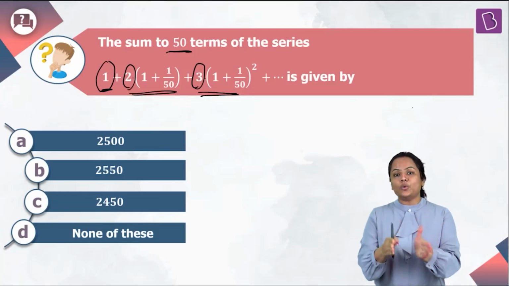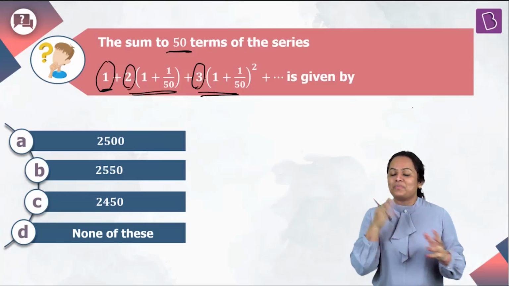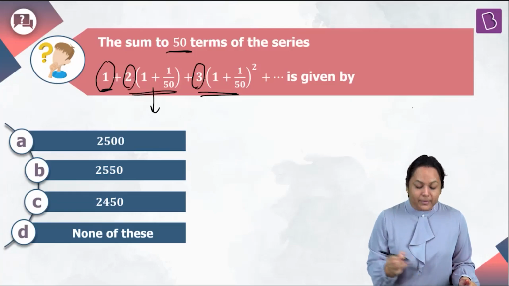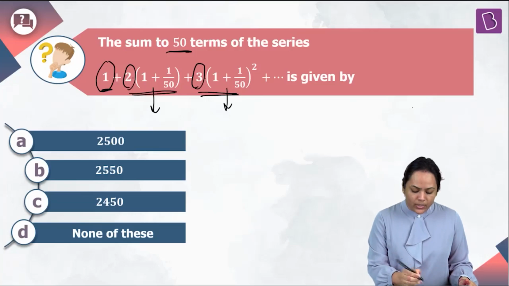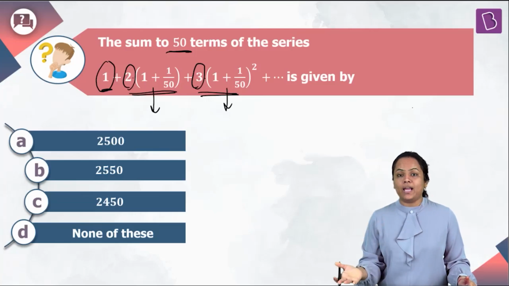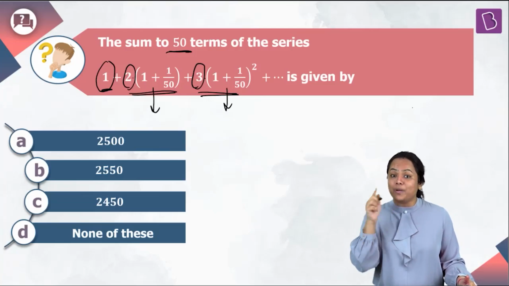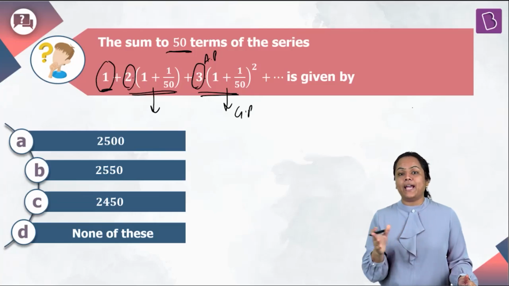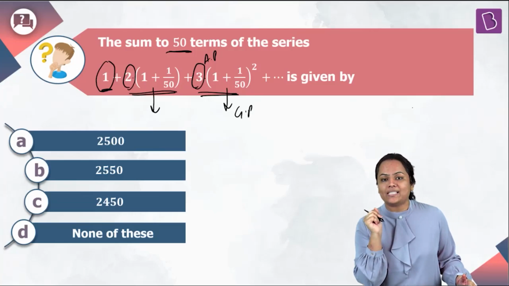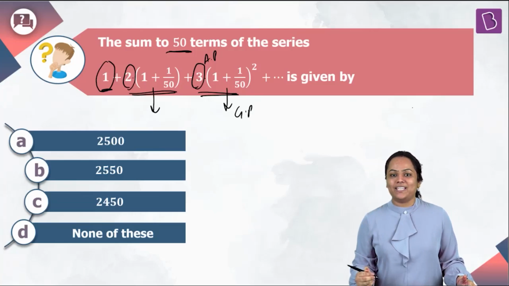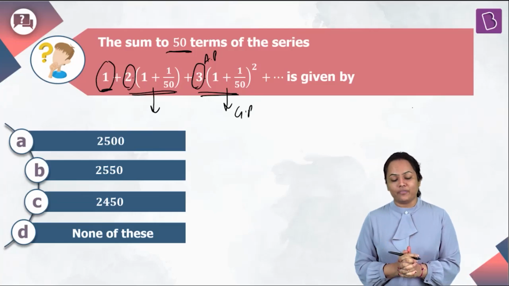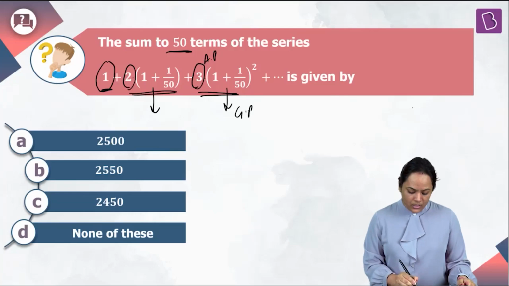So this 1, 2, 3 is which sequence? That's correct. It's an AP. Similarly, 1 plus 1 by 50, 1 plus 1 by 50 square. Next, it will have 1 plus 1 by 50 cube, is a GP. So I have AP multiplied by GP. What is that sequence, guys? That's an AGP. That is correct. So we have AGP with us and we have to find summation of that till 50 terms.